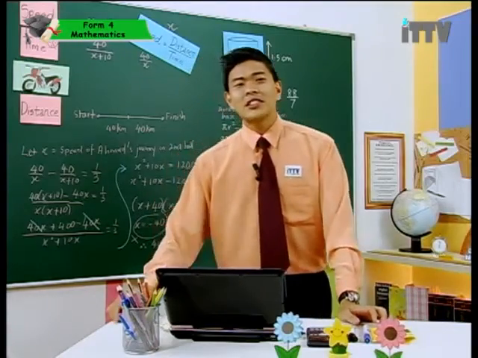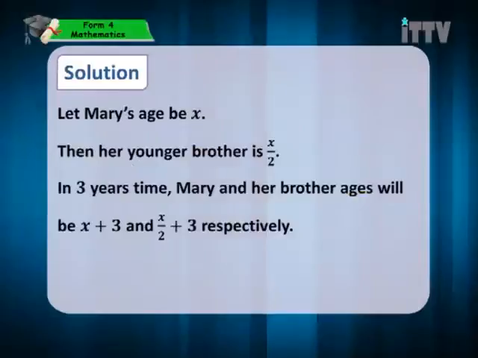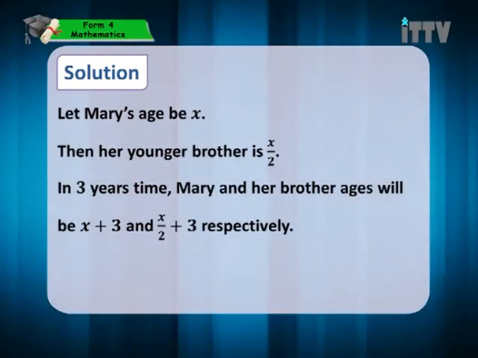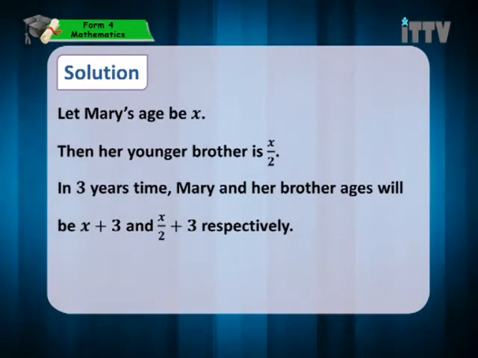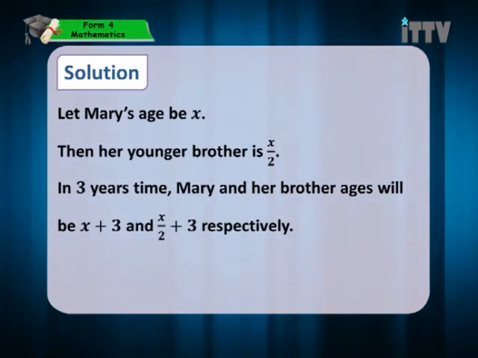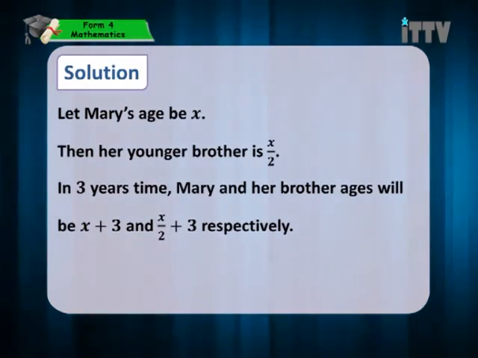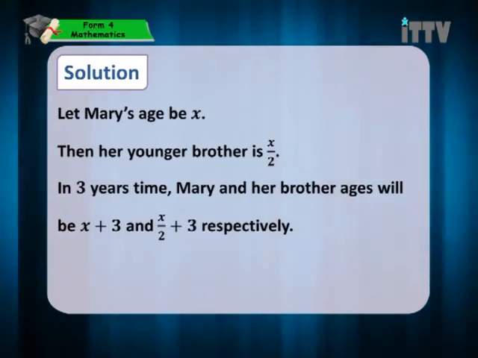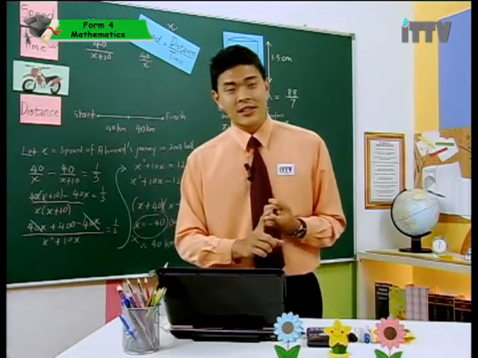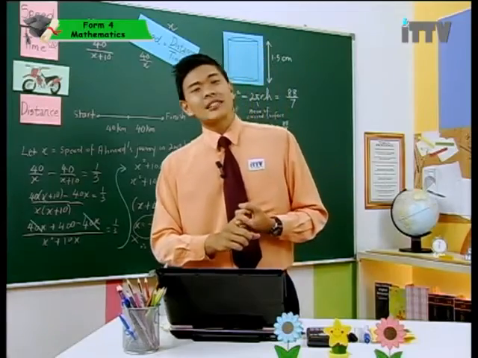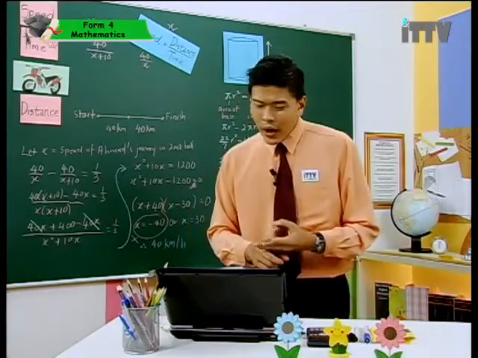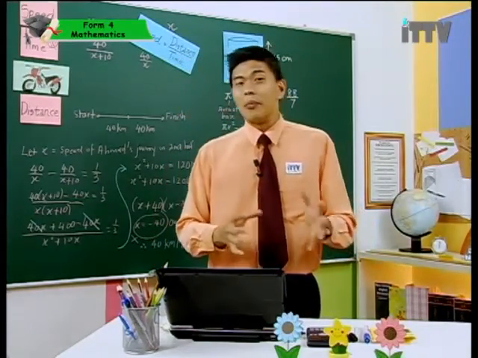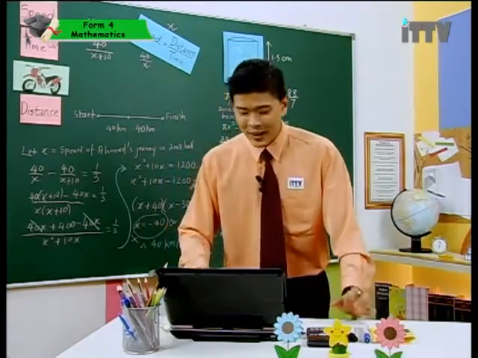Alright guys, I'm sure you have your answers with you. Let's go through the solution together. Remember, let Mary's age be x. Then her younger brother's age is x over 2. In 3 years' time, Mary and her brother's ages will be x plus 3 and x over 2 plus 3 respectively. So in this case, remember, define x. It is the age of Mary. Since her brother is half her age, it is x over 2. And in 3 years' time, they will be 3 years older. So Mary's age will be x plus 3 and her brother's age will be x over 2 plus 3.